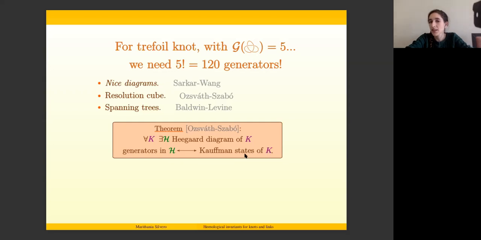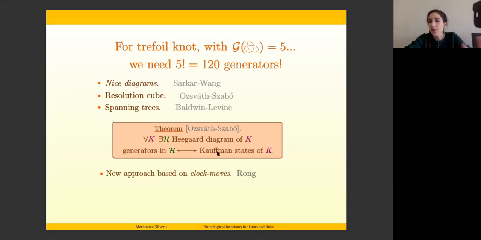These Kauffman states are something very classical that you see from the diagrams. It's like putting a marker in each region. You take into account the regions of the diagram and the crossings, and you need to put some markers, but it's something very combinatorial and very classical. So Ozsváth and Szabó proved this relation, and in fact, it is not hard to construct this Heegaard diagram with this property.